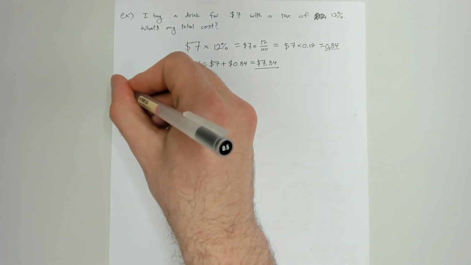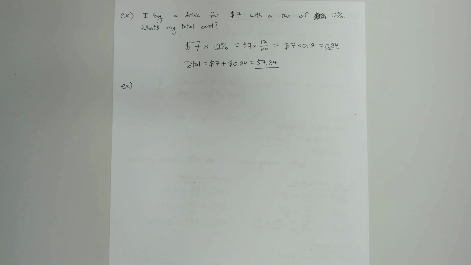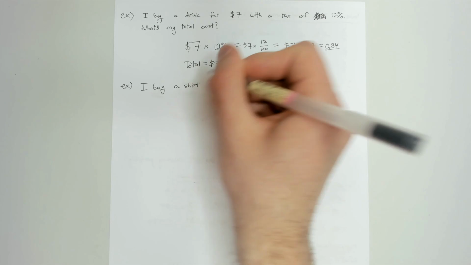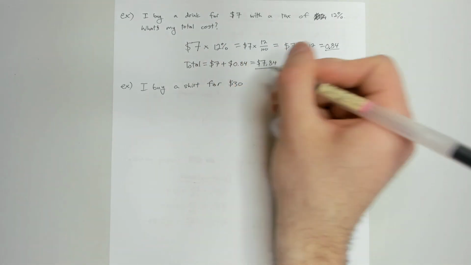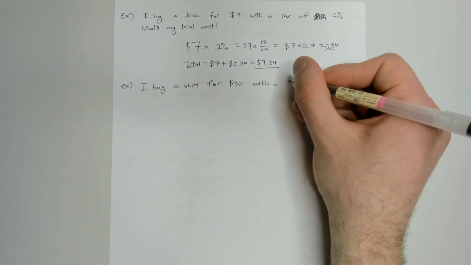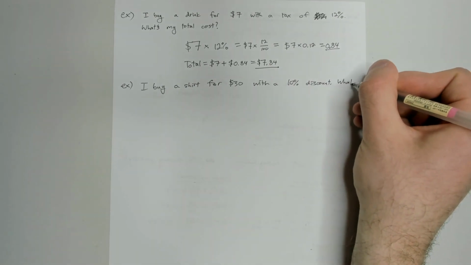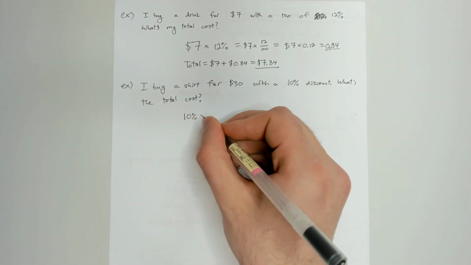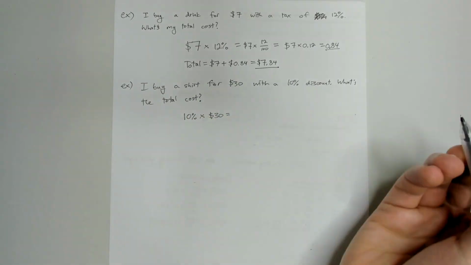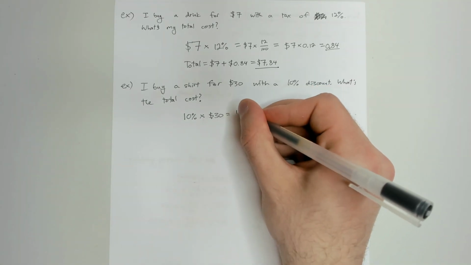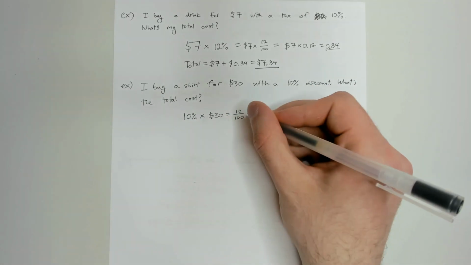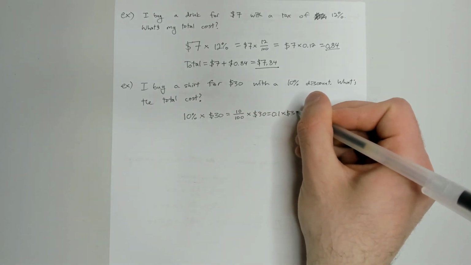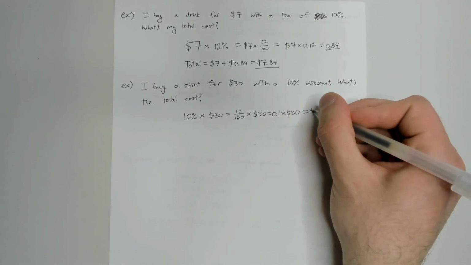All right, and we can also do this with taking away a certain piece of it. So that would be with discounts. So let's say I buy a shirt for $30 with a 10% discount. What's the total cost? All right, so what we have to do is we have to calculate 10% of $30, right? But 10% written as a decimal, well, that's going to be 10 over 100. Sliding the decimal over twice, we get 0.1 times our $30. And 0.1 times $30 is going to be $3.